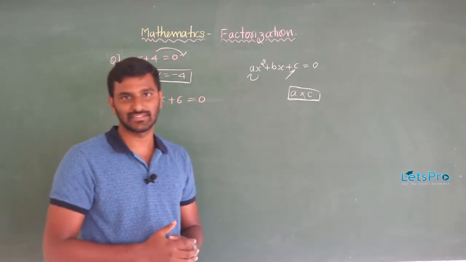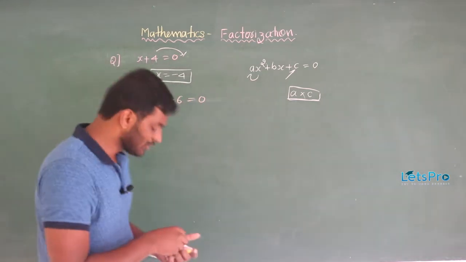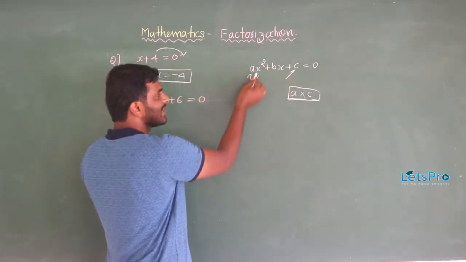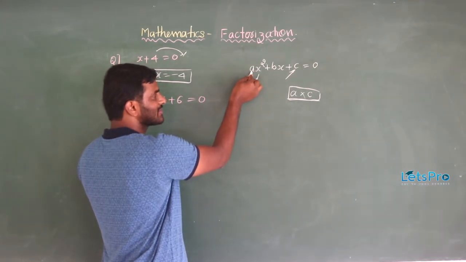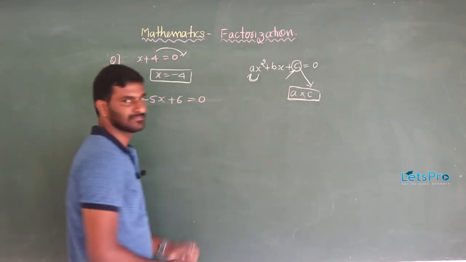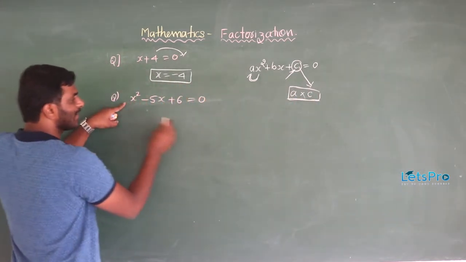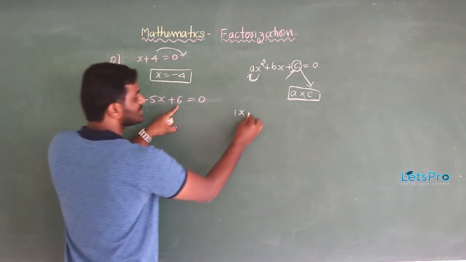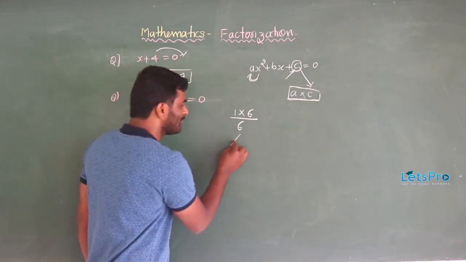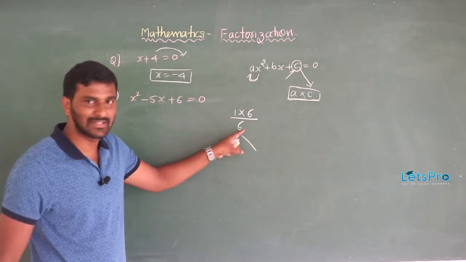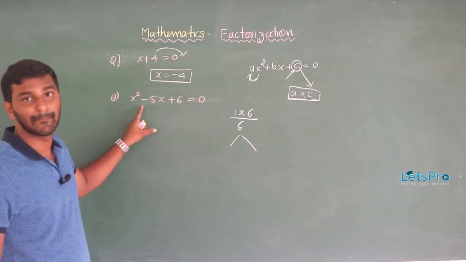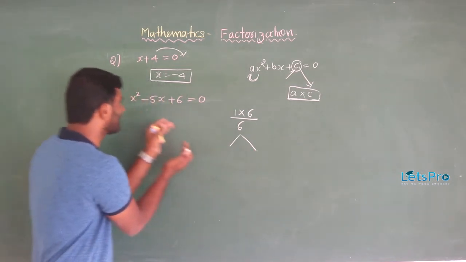So for this quadratic equation, the highest degree is 2, hence we get 2 factors. How do we find the factors? Using the splitting the middle term method. For ax square plus bx plus c equal to 0, we take the coefficient of x square, a, and the last constant, c, and multiply these two numbers. Here the coefficient of x square is 1 and the constant is 6, so we take 6. When you split 6 into factors, the sum of the two numbers must be the middle number.